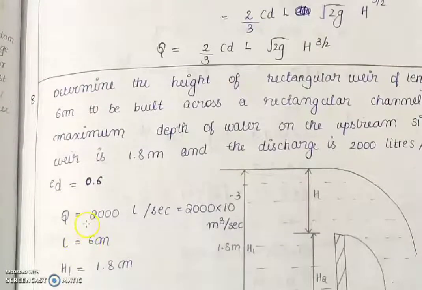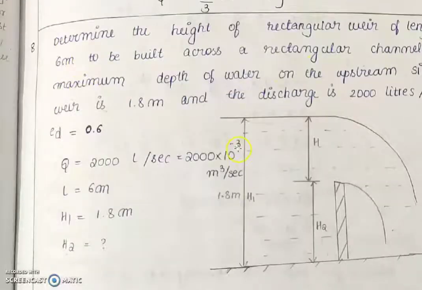Okay, so Q is given. What is the question? It is the height of the rectangular weir. H of the rectangular weir is asked. So here first I am writing down all the given data.